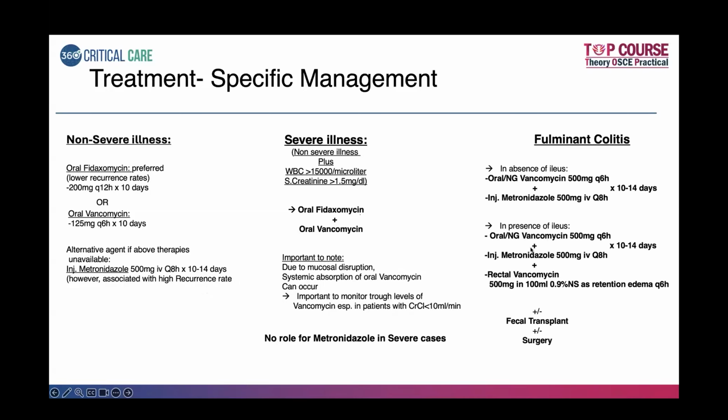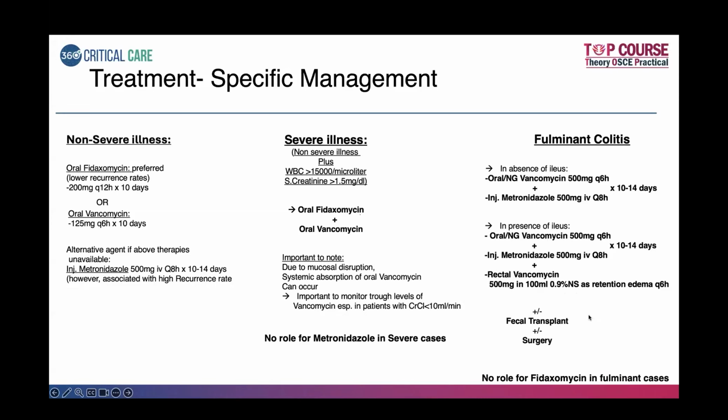In fulminant colitis, if there is no ileus, then you can go with oral or nasogastric vancomycin 500 6th hourly with metronidazole 500 8th hourly for 10 to 14 days. If ileus is present, then you can continue with this regimen plus rectal vancomycin 500 milligrams in 100 ml of 0.9 normal saline as retention enemas, and consider fecal transplant and/or surgery.